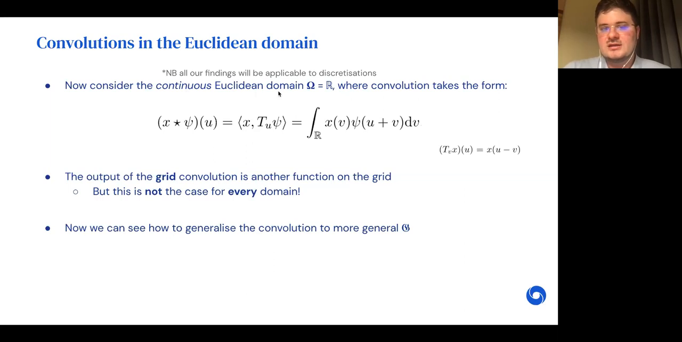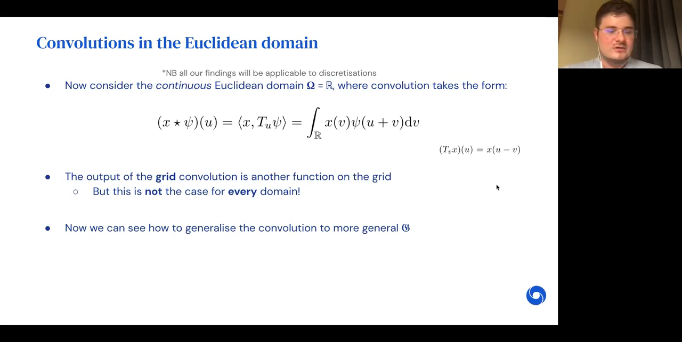So imagine I have a Euclidean domain where my data just lives on the real number line. So every point on the real number line has some features attached to it. And convolution on the real number line has this familiar form, which you've seen before in many other courses, I'm sure. It can be expressed, the convolution of the signal x and some filter psi, as an inner product of the signal x and some appropriately shifted version of psi. And the parameter of the shift is the input to the convolution. So the output of this grid convolution takes different shift values as input, and therefore it's another function over that same grid. Now, one very important finding is that this will not be the case for every single domain.